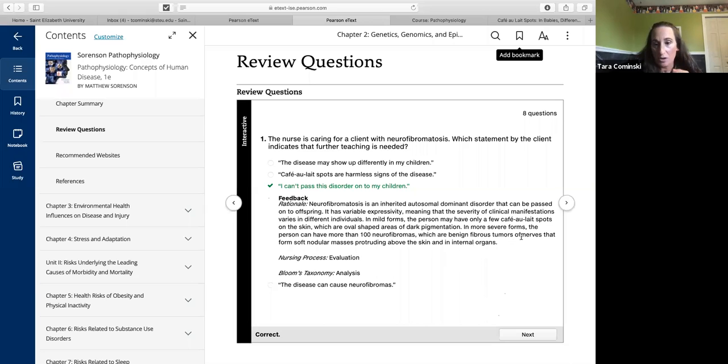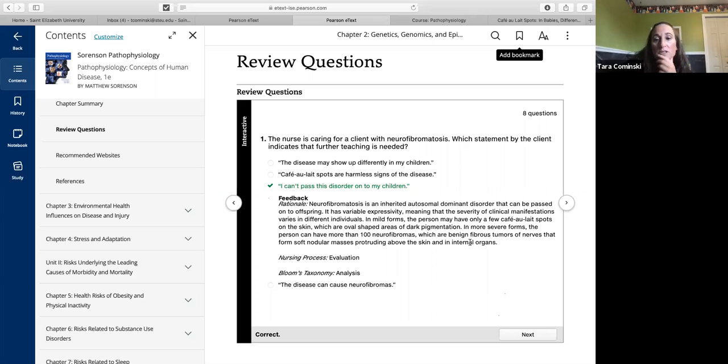If you look at this a little more, it gives you more explanation. I did mention the term variable expressivity in the lecture, and it's mentioned in the book. It's the idea, especially when you're talking about genetic disorders, that the severity of the clinical manifestations will vary a lot in different individuals. It can be more serious in one and not serious at all in another.